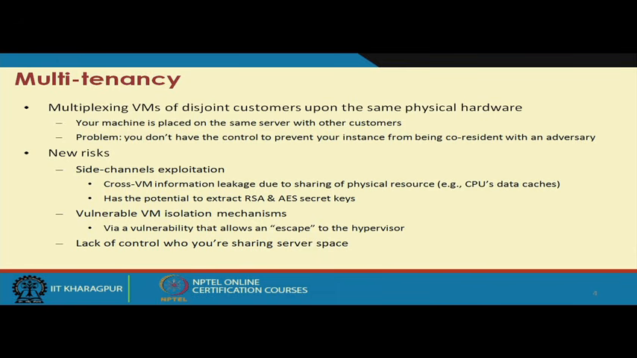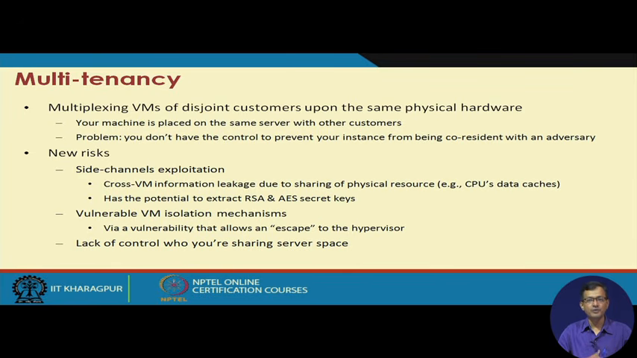Problem, you do not have the control to prevent your instance from being co-resident with some adversary instance, right. So, if it is multi-tenant, how multi-tenancy will be decided is the logic the cloud provider is doing.